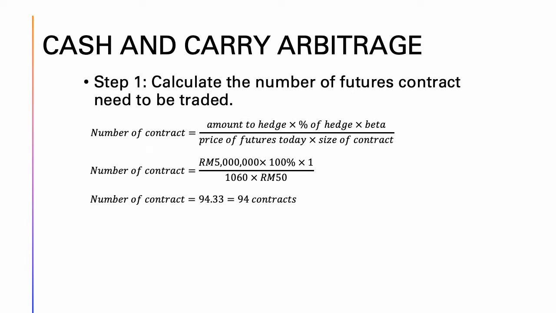Step number one, you need to calculate the number of futures contract needs to be traded. The formula of number of futures contract for FKLI is equal to amount to H times percentage of H times beta divided by futures price today times size of contract. So amount to H is 5 million in this case, times percentage of H is not given in the question, so we assume 100%. Beta of the portfolio is also not given in the question, so we assume equal to 1. Price of futures today is 1060. Size of contract for FKLI is RM50 per contract. So you get 94.33. So you get 94 contracts.